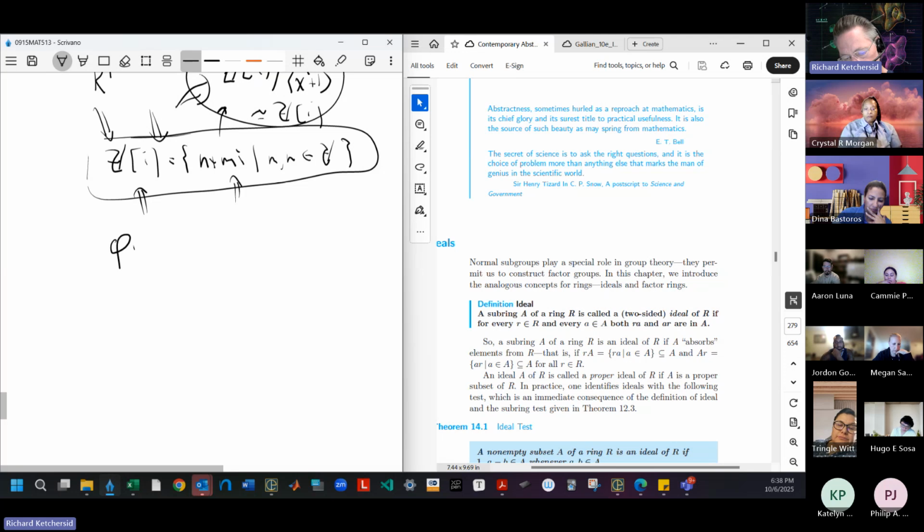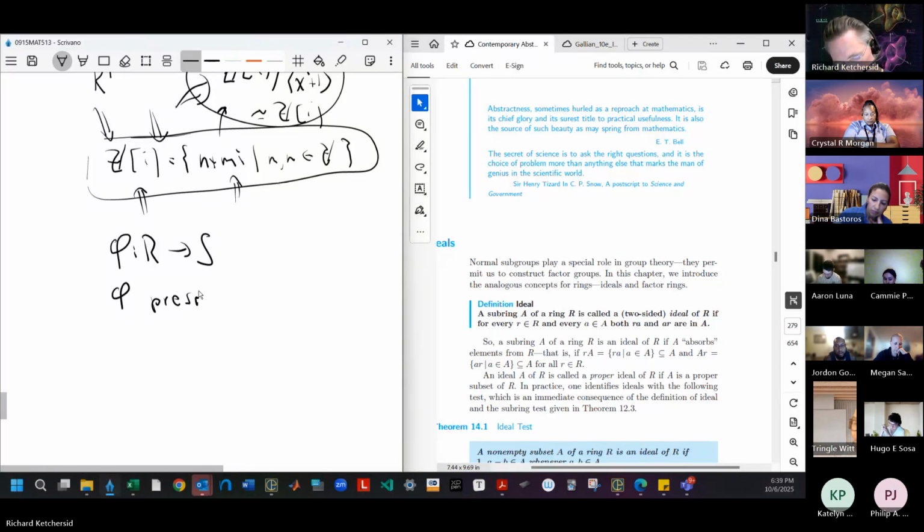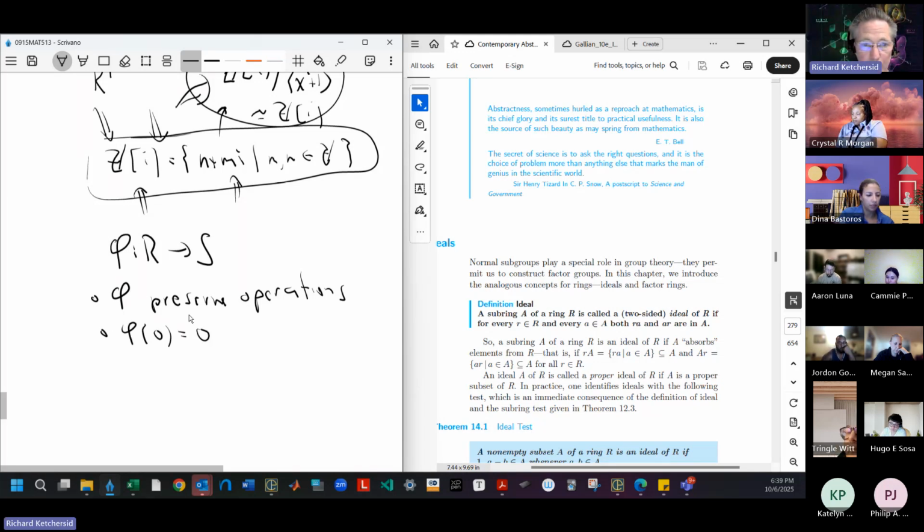So with homomorphisms, again, this should start seeming really familiar. I've got two rings, R and S. I've got a map between R and S, and I want the map to preserve operations. Preserving the structure is the usual way of saying this. So it's going to preserve the operations, and phi of 0 has to be 0, right? That's what a homomorphism is.